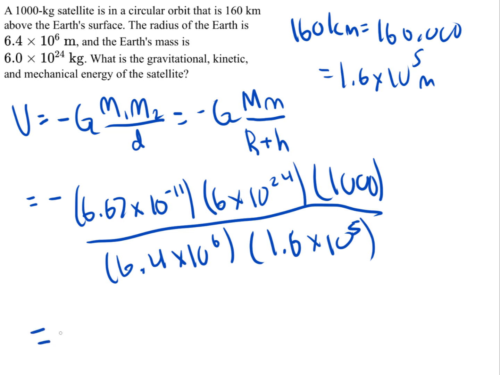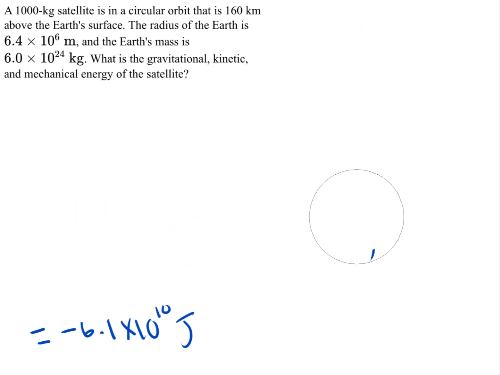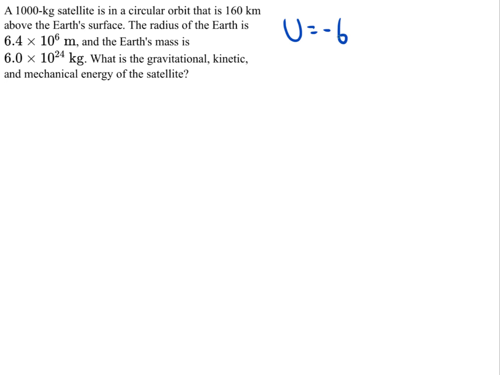So this gives you about minus 6.1 times 10 to the 10th power joules. And that is going to be the gravitational potential energy. So I'm going to rewrite it up there. The gravitational potential energy is minus 6.1 times 10 to the 10 joules. So that's the first part.